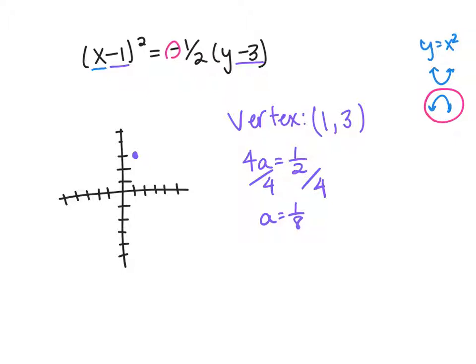So the focus and the directrix will be very close to the vertex here. It opens down, so we know the focus will be below the vertex. So in this case, it'll still be 1. It'll be 2 7/8, just 1/8 below.